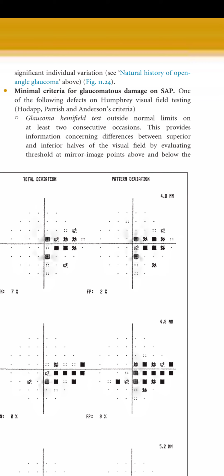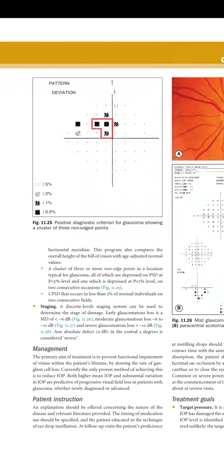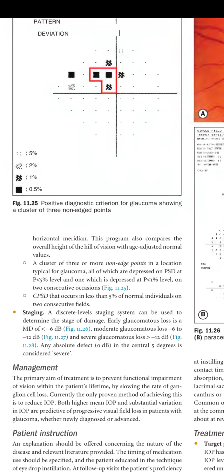Glaucoma hemifield test outside the normal limits on at least 2 consecutive occasions. This provides information concerning differences between the superior and inferior half of the visual field by evaluating threshold at the mirrored image points above and below the horizontal meridian. This program also compares the overall height of the hill of vision with age-adjusted normal values.